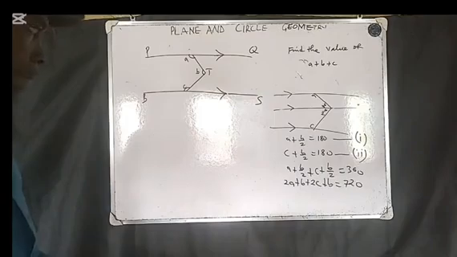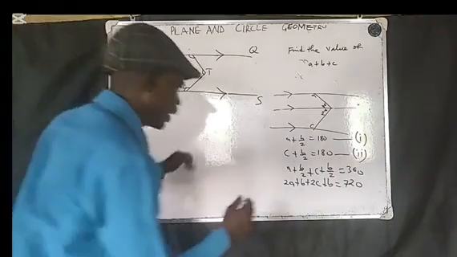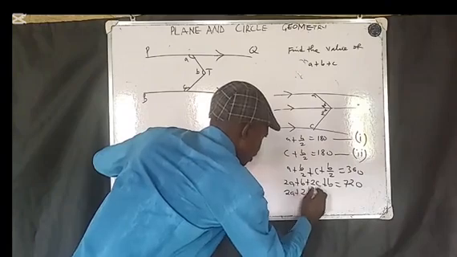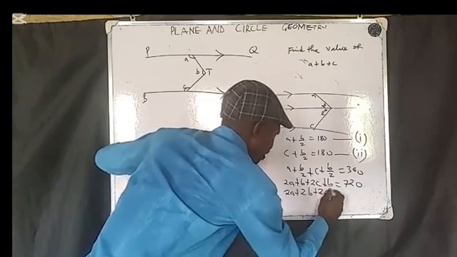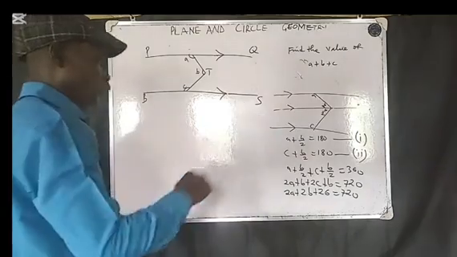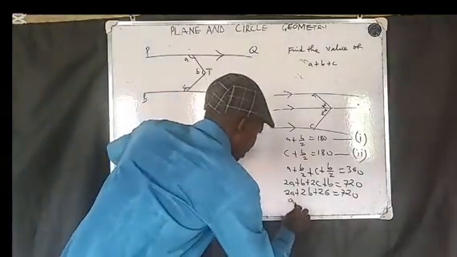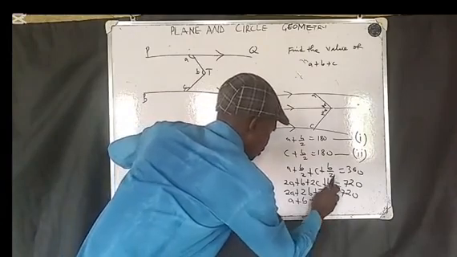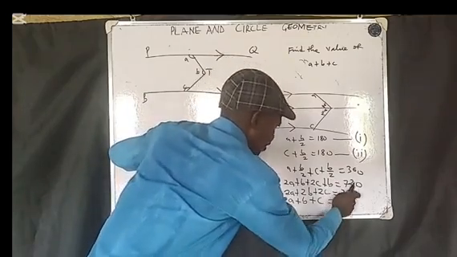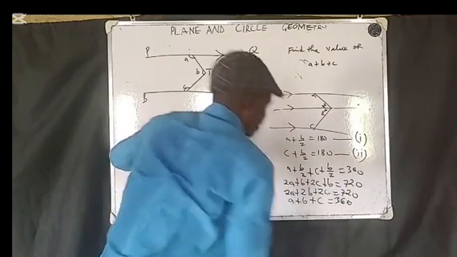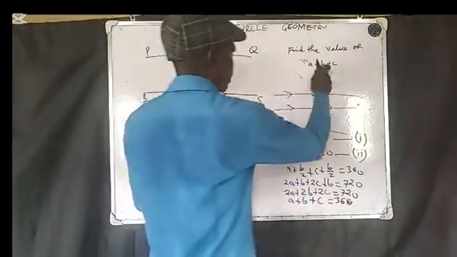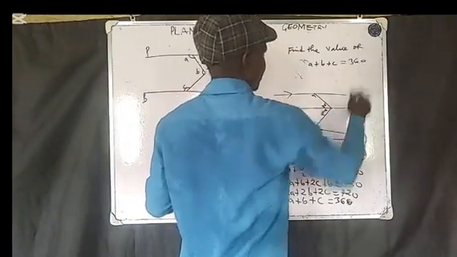So with this, I can see 2A plus 2B plus 2C equals 720. To remove the coefficient, I divide through by 2. If I divide through by 2, this will become A plus B plus C, and 720 divided by 2 will give us 360. That means the answer we are looking for equals 360. A plus B plus C equals 360.